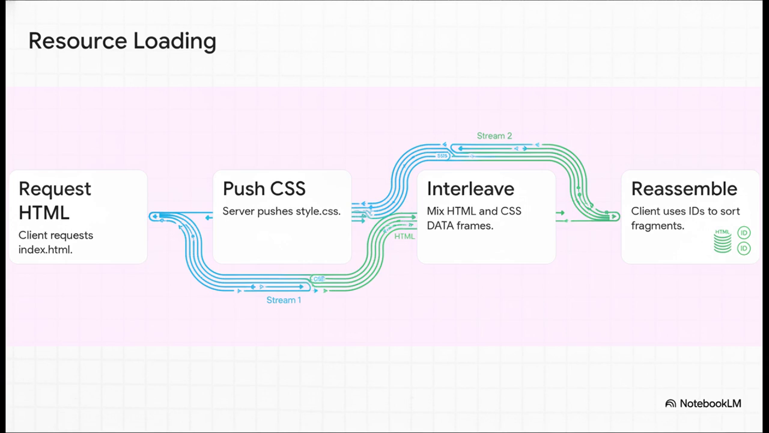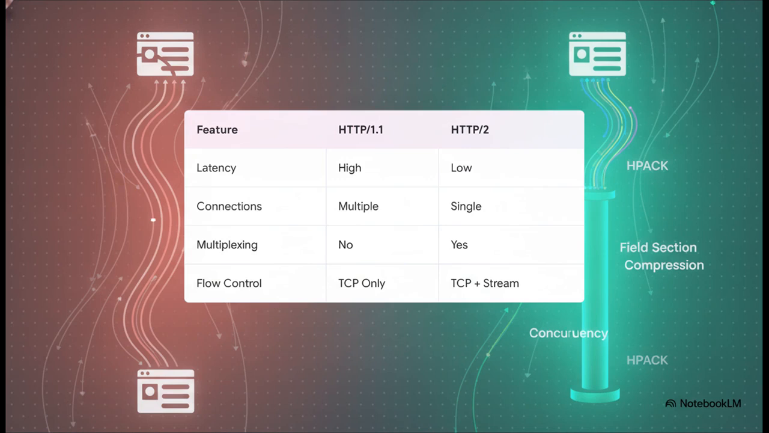The server starts sending it, but then pushes style.css on stream 2. The server dynamically interleaves those chunks of HTML and CSS together, and the client sorts it all out flawlessly, using those unique stream IDs. All of this translates into absolutely massive performance benefits. We're talking significantly lower latency, drastically reduced network contention, and maximized bandwidth utilization, all through a single warm connection.